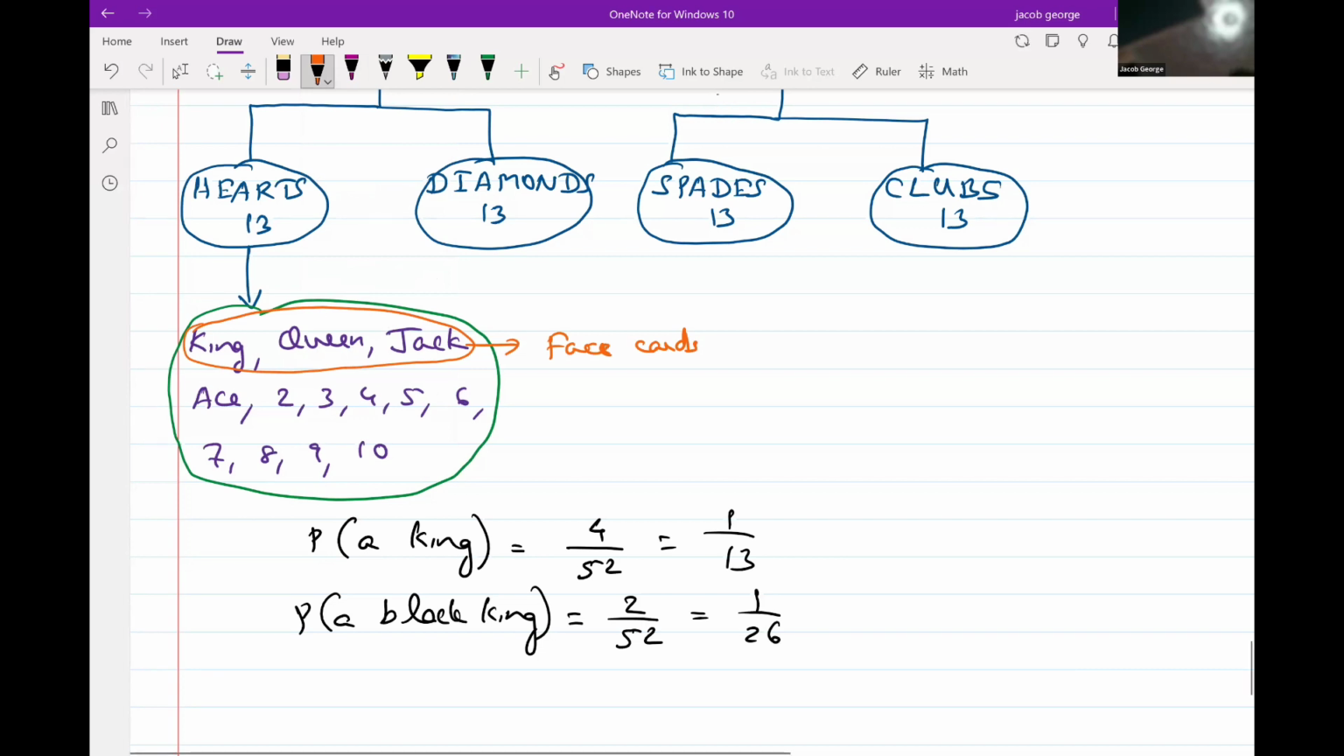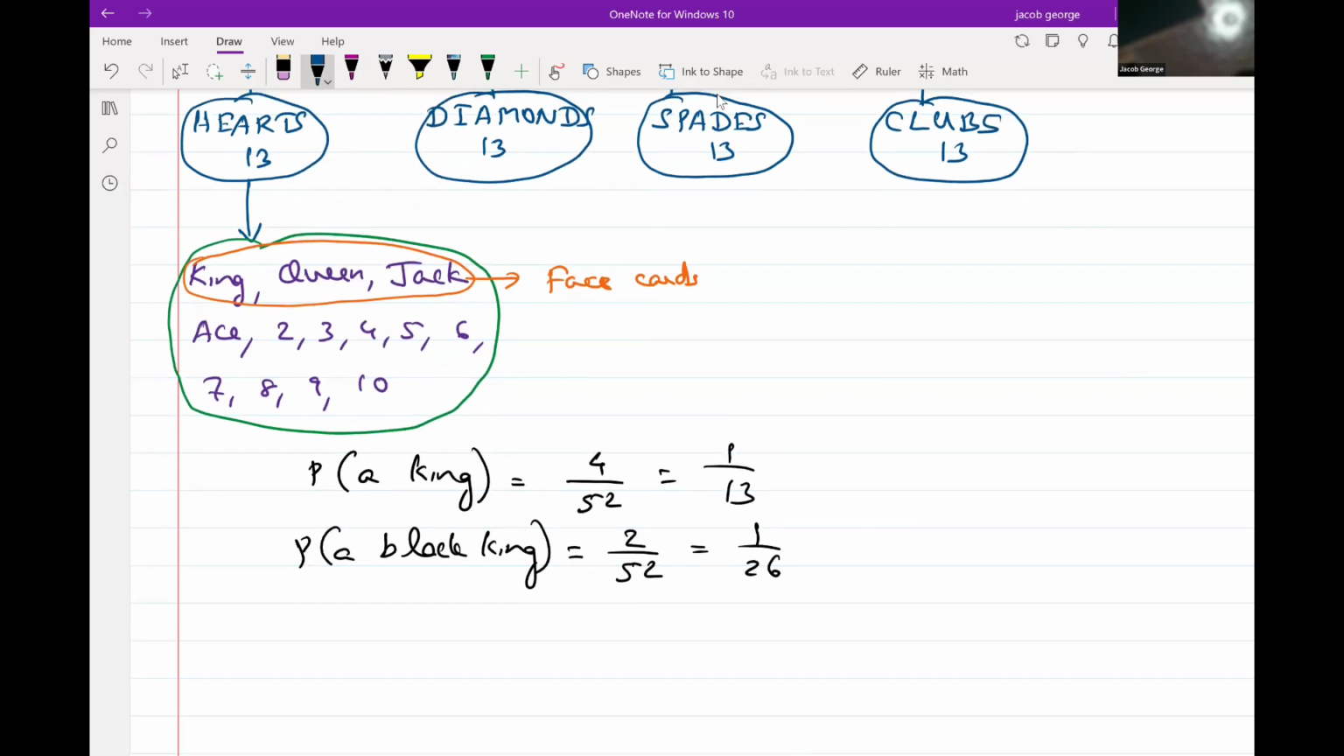There are 3 face cards in each category. So what is the total number of face cards? What is the probability of getting a face card? 12 by 52. Correct, 3 times 4, that is 12 by 52. When you cut this with a 4, what do you get? 3 by 13. The probability of getting a face card is 3 by 13.